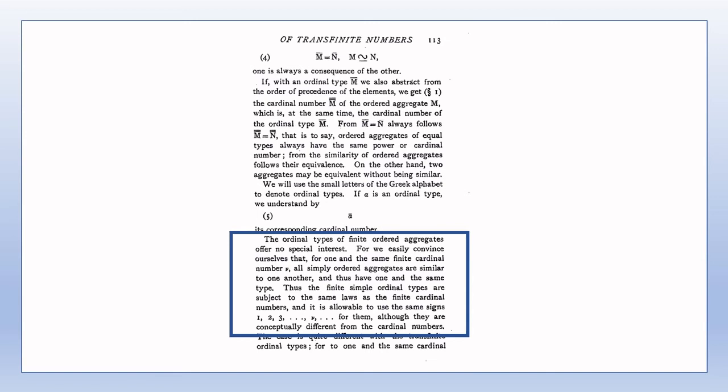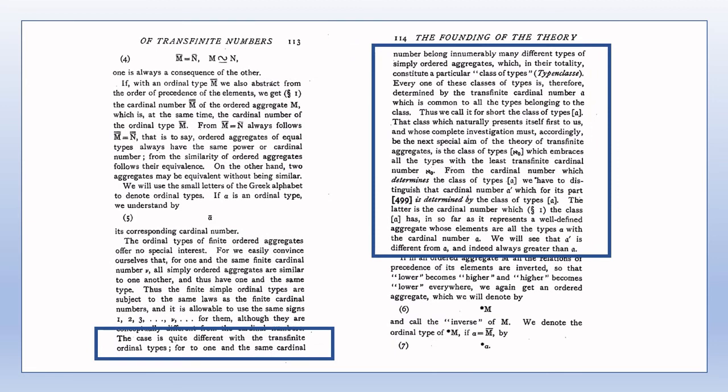We must of course always bear in mind that finite ordinal types and finite cardinal numbers are very different concepts, but due to the similarity of their behaviours in certain contexts, we're justified in using the same symbols. There's no such ambiguity for transfinite ordinal types and transfinite cardinal numbers, since they behave so differently. We're introduced to the notion of a class of types, which is the method by which Cantor collects together certain, particularly transfinite aggregates.